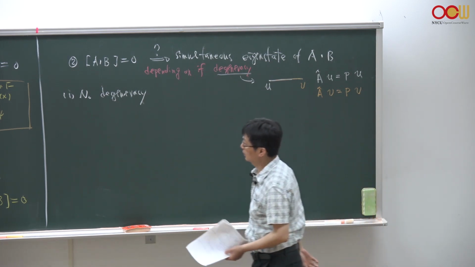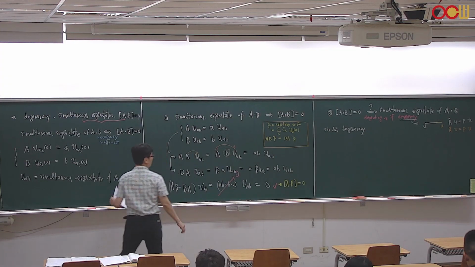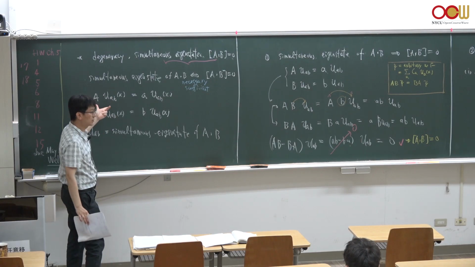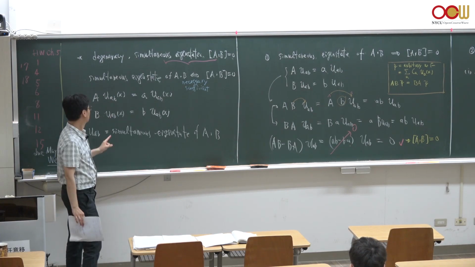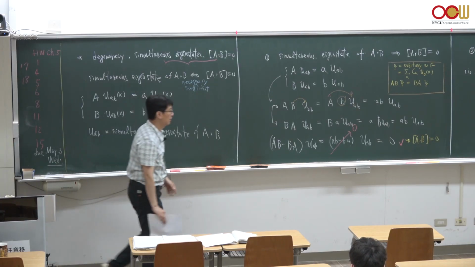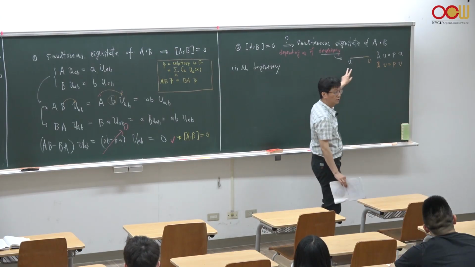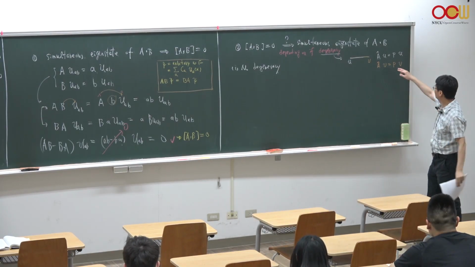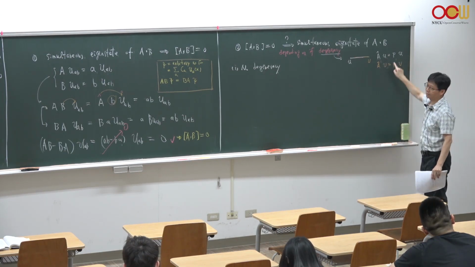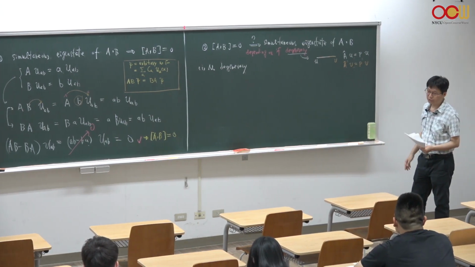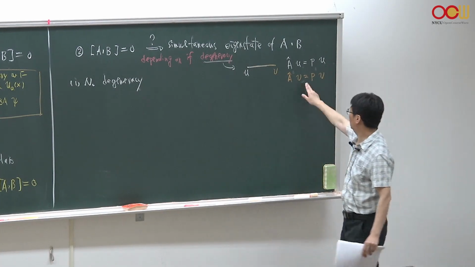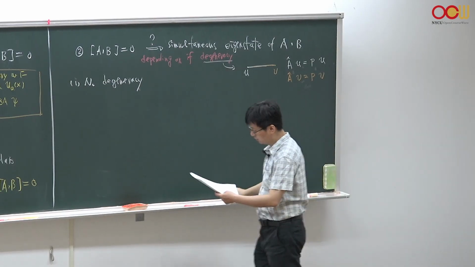Do not get confused between simultaneous eigenstates and degeneracy. For simultaneous eigenstates, we say that it is the same state, which is an eigenstate of A and B, but the eigenvalues are different. But for degeneracy, U and V are different states of the same operator A with the same eigenvalue. These are two different situations. Don't get confused.